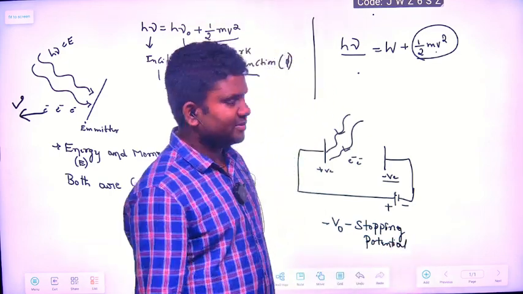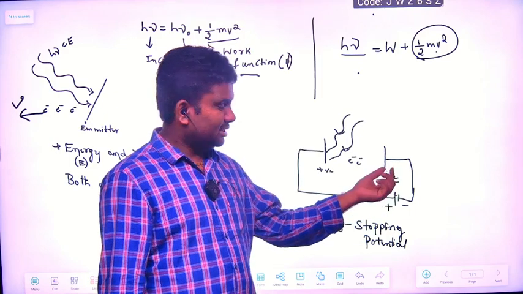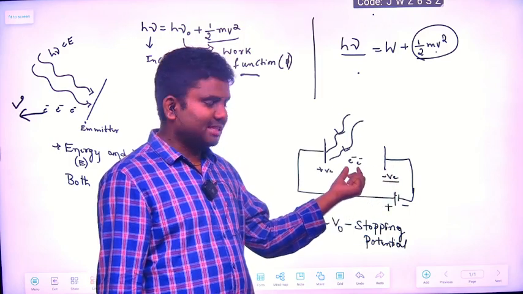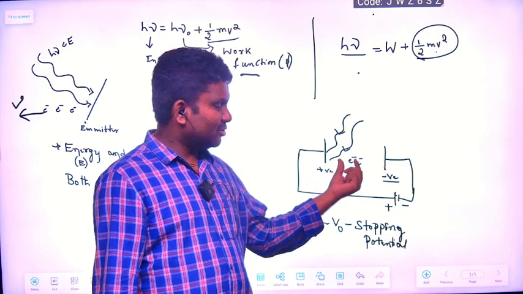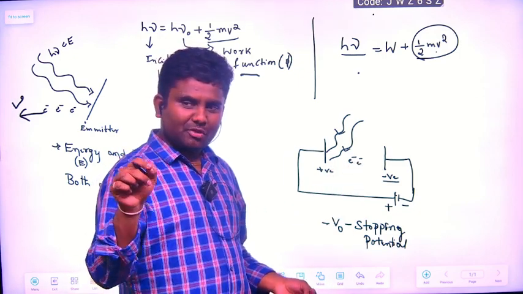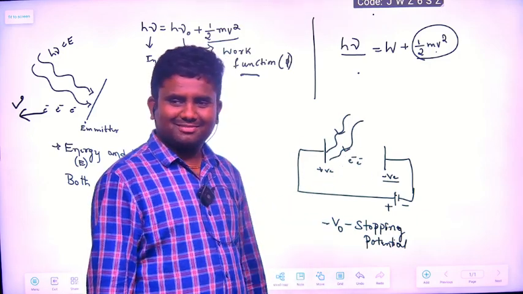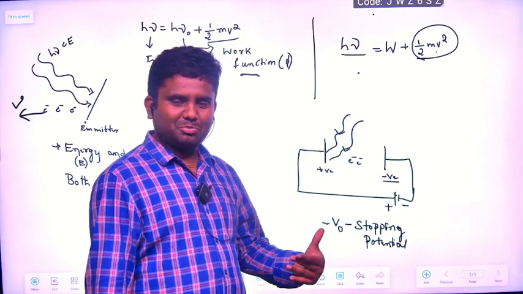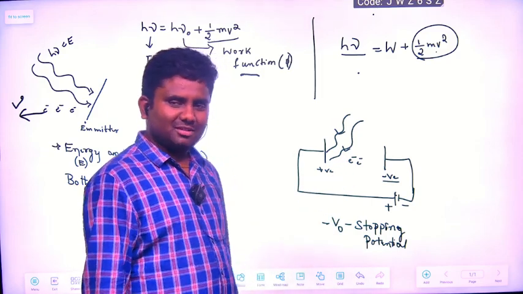What is the stopping potential? It is a negative potential, where we are applying the maximum negative potential. This negative potential will repel the electron flow. Understood? So that is what we call stopping potential. So how much stopping potential do we need to apply to stop the flow of electrons? How much negative potential do we need to apply to stop the electrons?